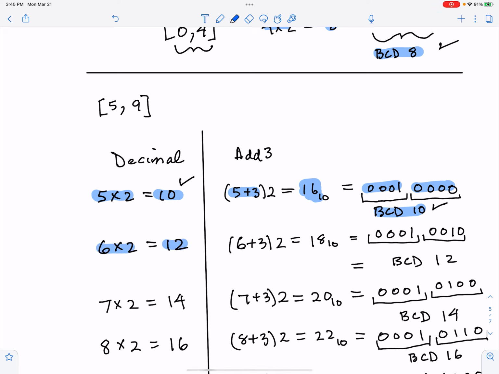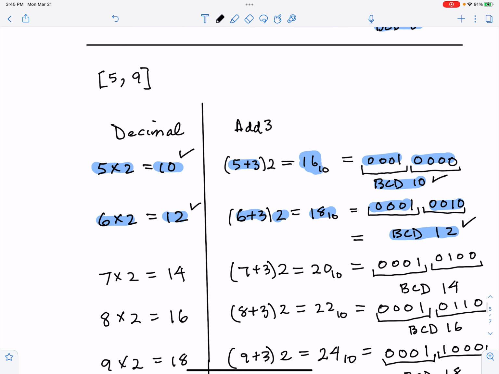6 times 2 is 12. 6 is greater than 5, so I add 3 to it before I double. 6 plus 3 is 9, times 2 is 18. 18 in decimal turns out to be 16 plus 2 in hex. If I look at that as a BCD interpretation, that would be BCD 12, which was my goal. I wanted this decimal multiplication to be represented in BCD.